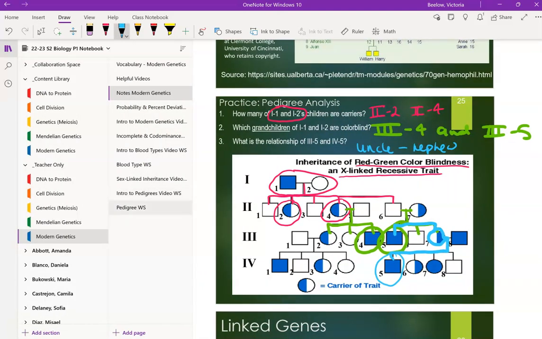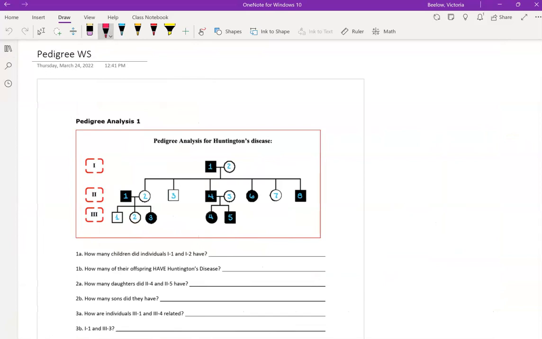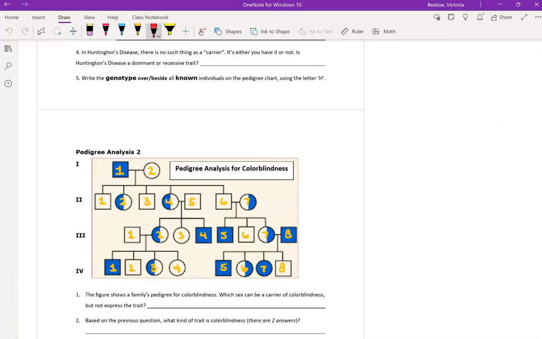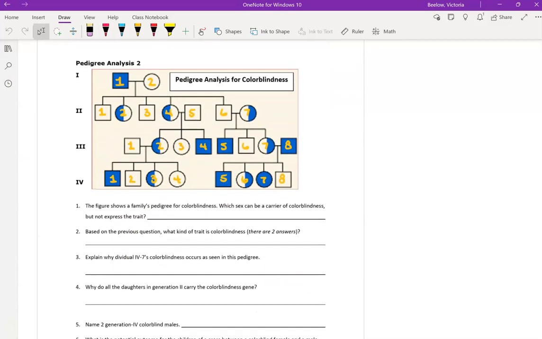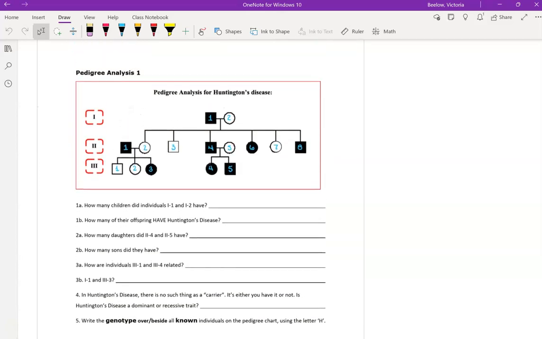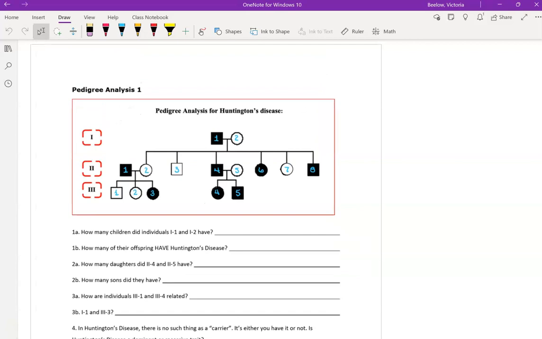So for your homework, okay, you have 2 pedigrees here. Here's another one for red-green color blindness. And then this one up here is actually for Huntington's disease. Huntington's disease is actually not sex-linked, it's autosomal. So it's not found on the sex chromosomes.